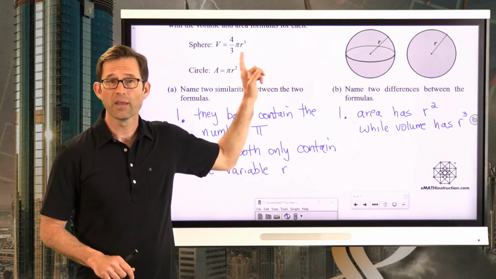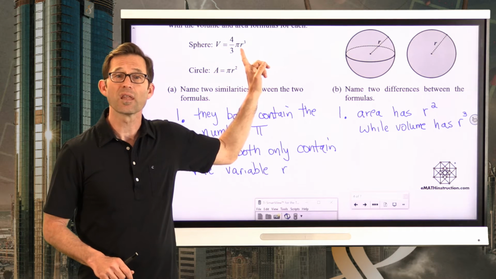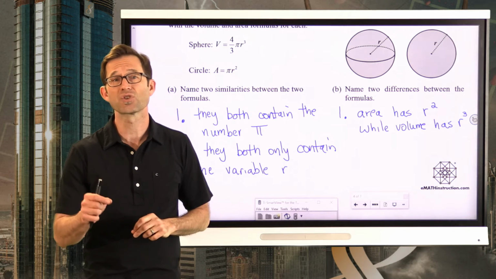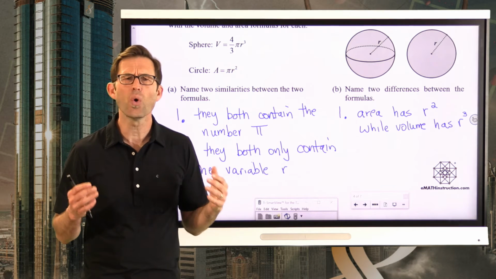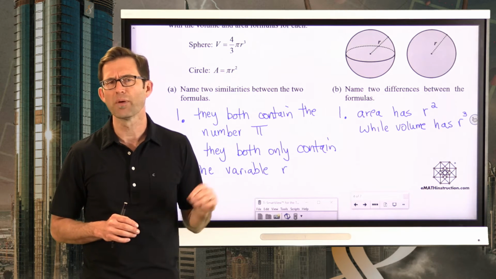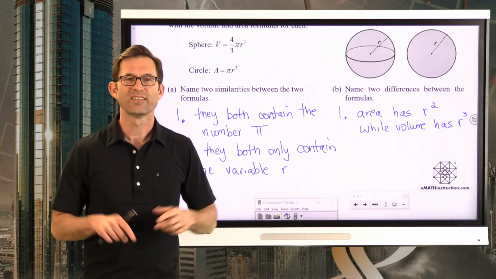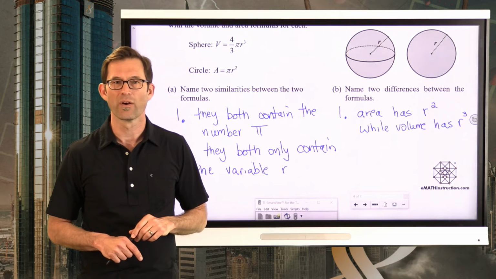But what I see a lot of kids do on occasion is, instead of cubing the r in the volume formula of a sphere, they'll only square it, right? Because they're so used to the area of a circle being pi r squared that they see pi r cubed and it doesn't become cubed, it just becomes squared again.